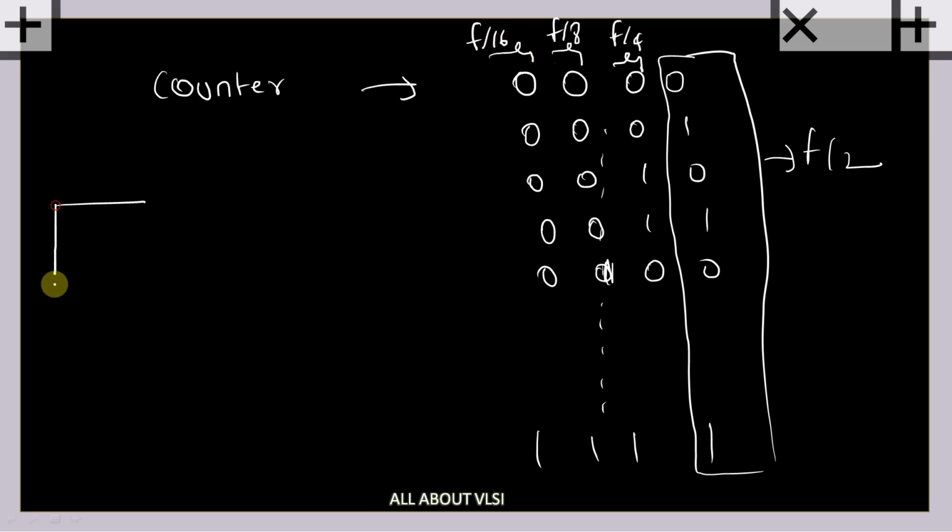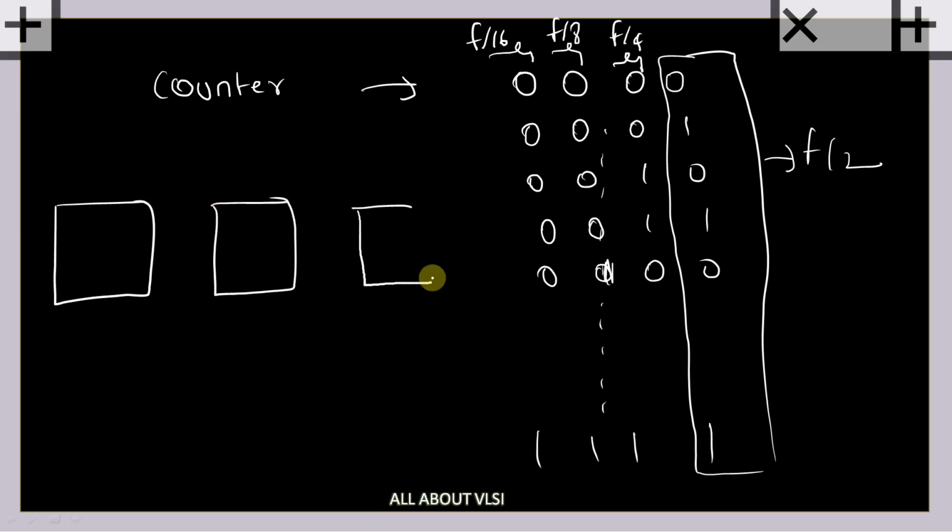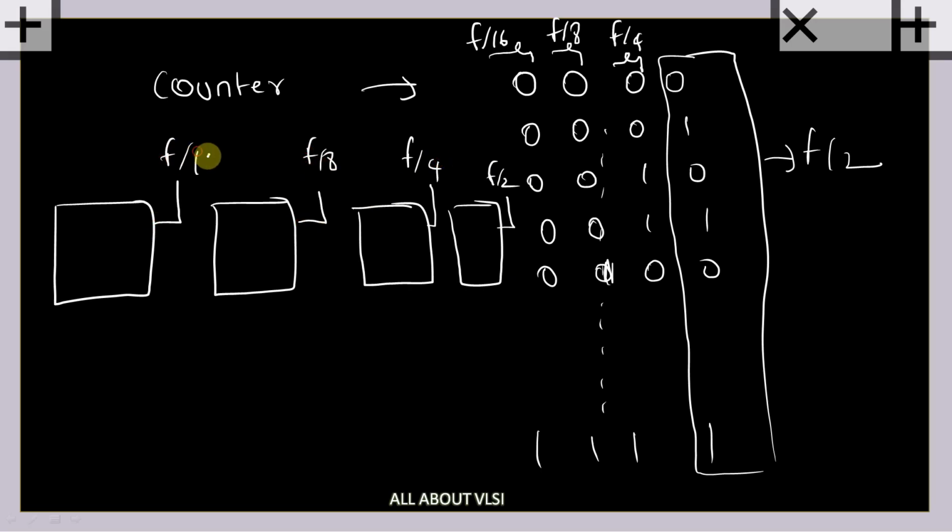We have seen all this in counters also. When we have 4 D flip-flops like this, from here we get frequency division by 2, from here frequency division by 4, from here frequency division by 8, and frequency division by 16. Okay, so the same method we are going to apply in our coding also.